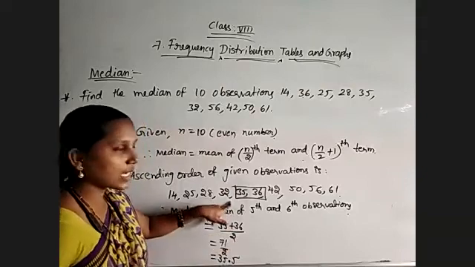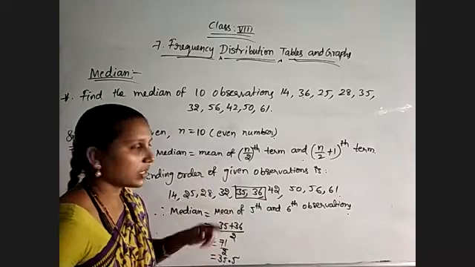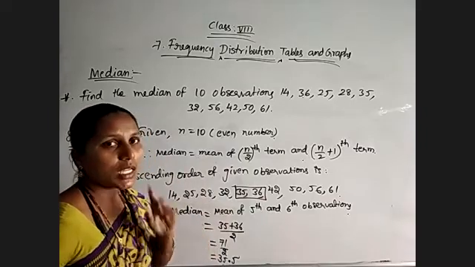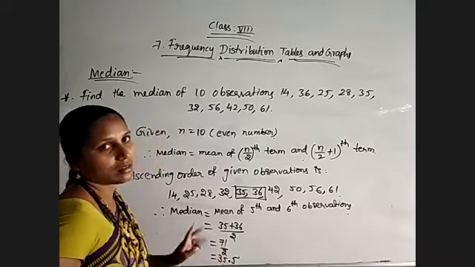So first arrange the given values in ascending order or descending order. If those are odd numbers, select only one middle value. If it is even, select two mid values and find out their mean to get the median. That's it.